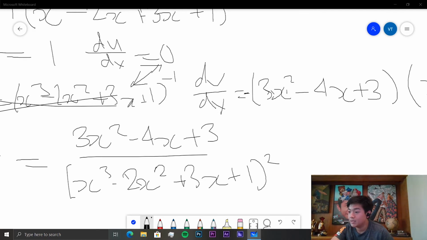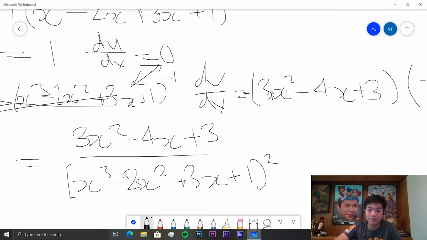And the next question is asking us, oh, sorry, this should be negative, because I forgot the minus sign. So negative 3x squared plus 4x minus 3 all over this. And so we can move on to the next question.